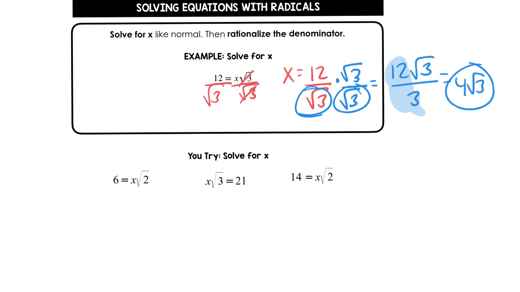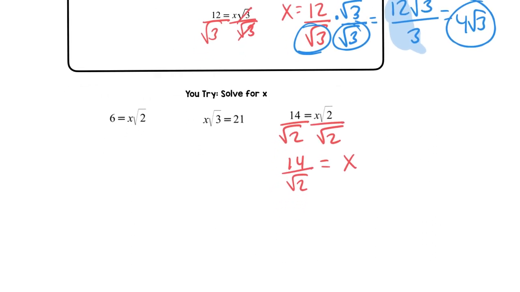I think I'm going to do the last one because it probably looks the hardest. So to get x by itself, I want to get rid of that root 2. So I'm dividing by root 2. So I get 14 over root 2 equals x. I can't leave that root 2 on the bottom. So to get rid of it, I want to do what's called rationalizing it. So you're going to multiply by root 2 over root 2. On the top, we have 14 root 2.